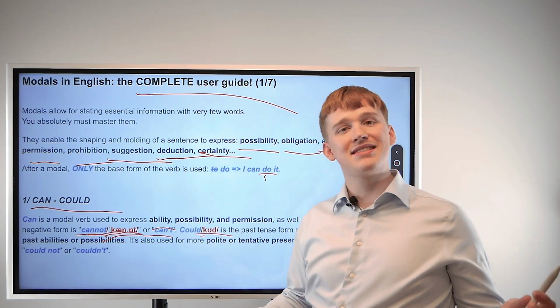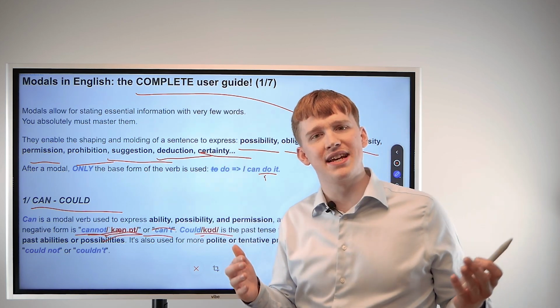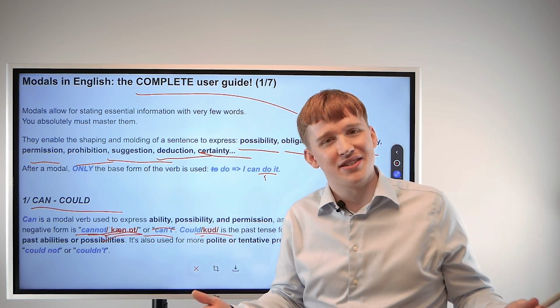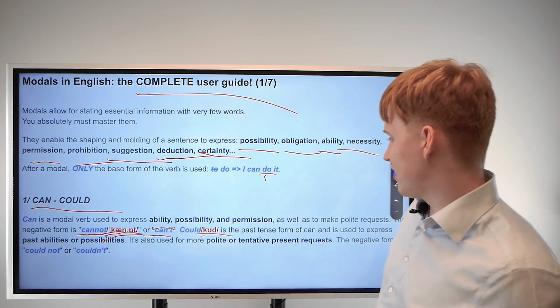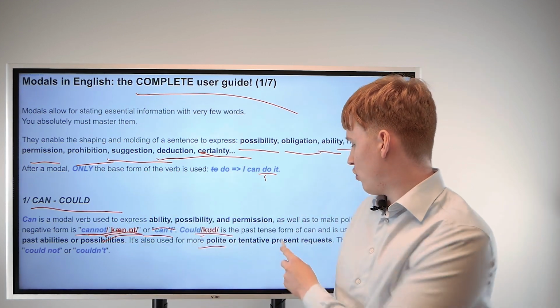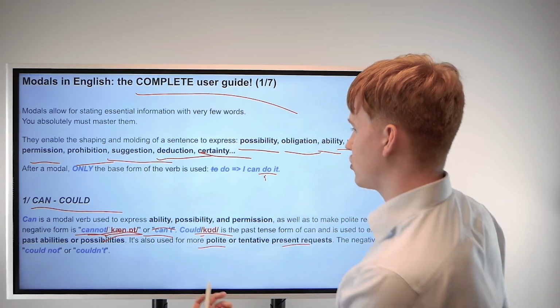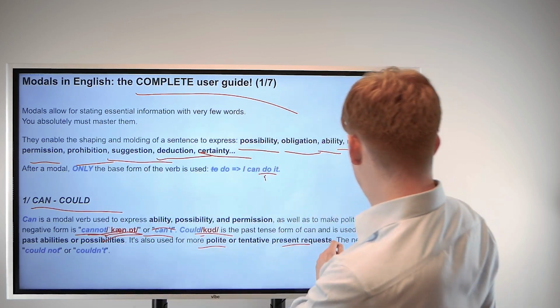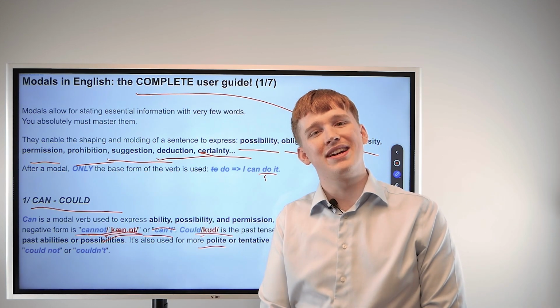So could is the past tense form for can. So it means that in the past you could do this. And we also use it when we want to ask politely for something. So could I have that? Could I have this? And it's a nice way to ask for something and use requests in the present. So the negation for this is could not or it's couldn't.